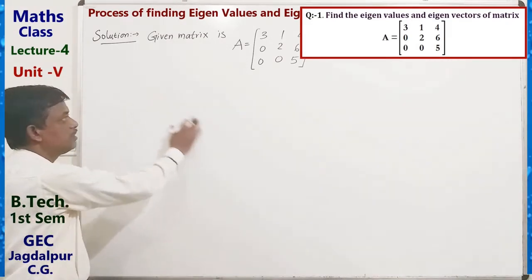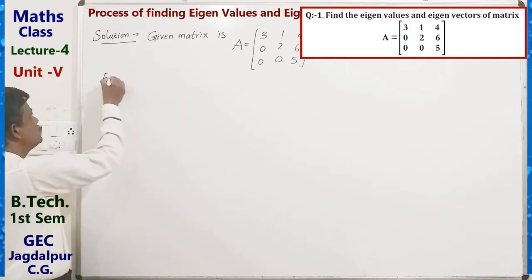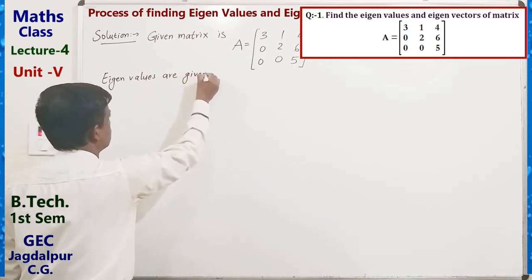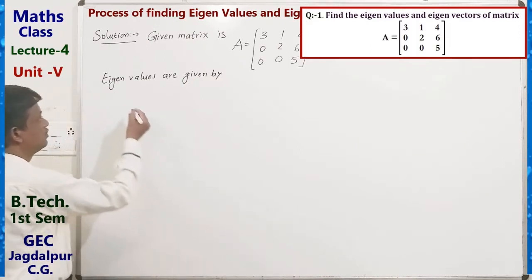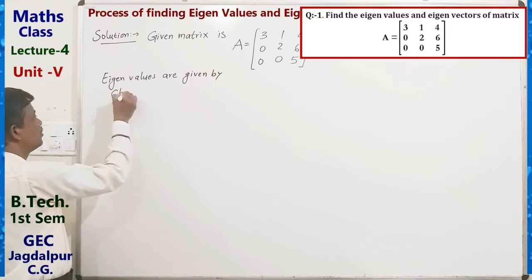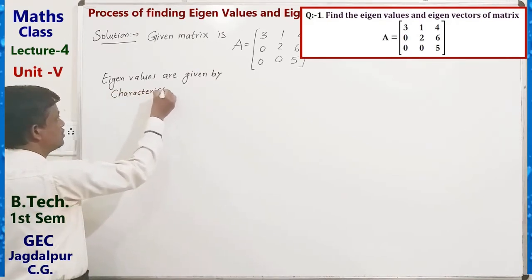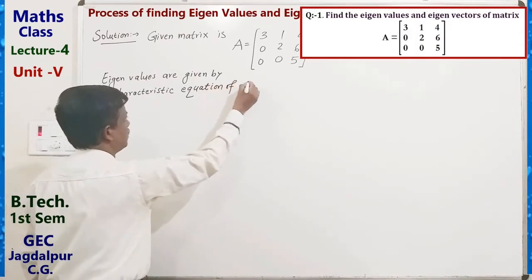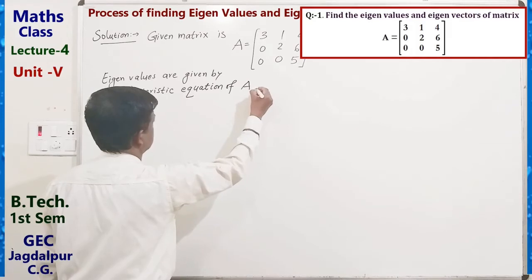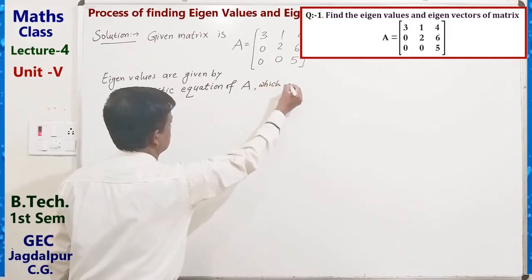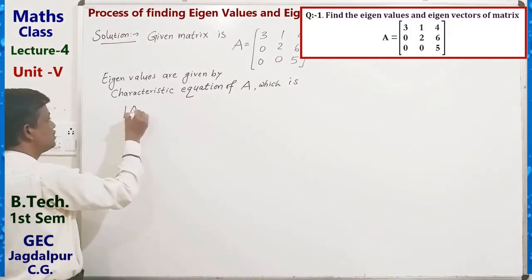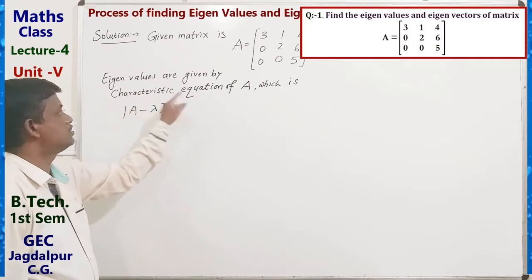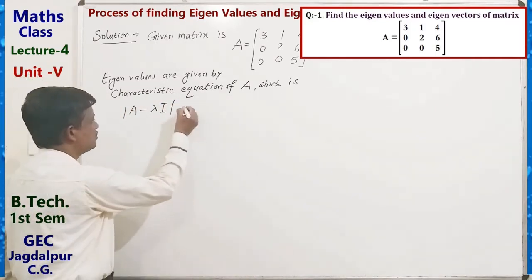Okay, so eigenvalues are given by the characteristic equation. Eigenvalues are given by the characteristic equation of A, which is the determinant of A minus lambda I, and this is equal to 0.